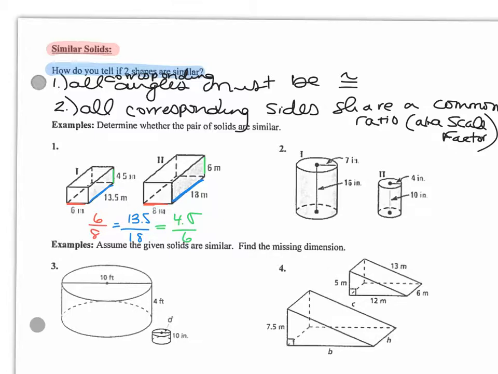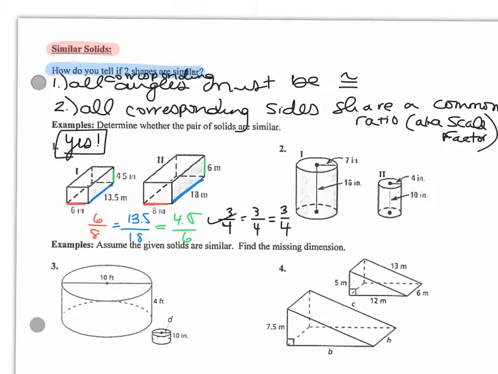I can simplify these in my head, or I could type them into my calculator. So I could type in 6 divided by 8, and then hit math, enter, enter, and I would get 3/4. And then I could do the same thing with 13.5 over 18, type that in my calculator, hit math, enter, enter. I get 3/4. And last but not least, if I type 4.5 divided by 6 and hit math, enter, enter, I get 3/4. So because all of my ratios are the same, I can say yes, these rectangular prisms are similar. So let's do the next one.